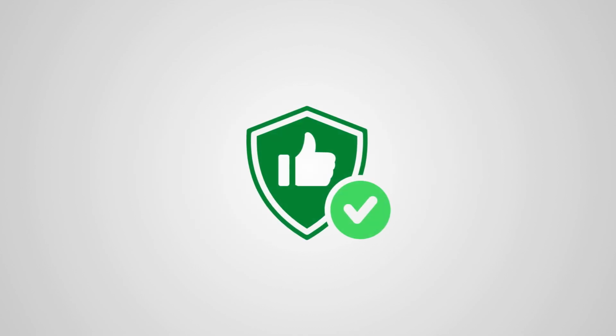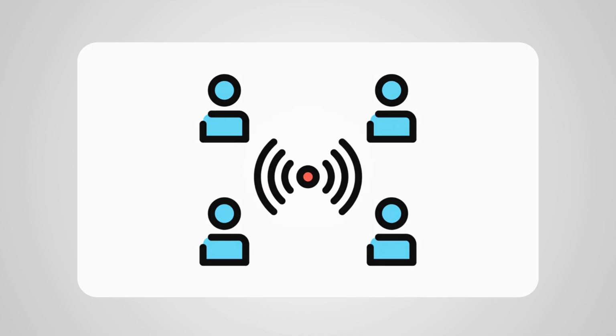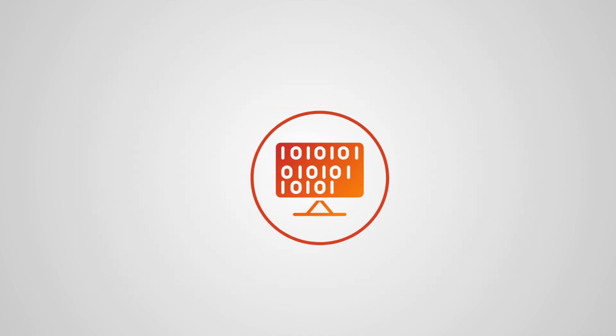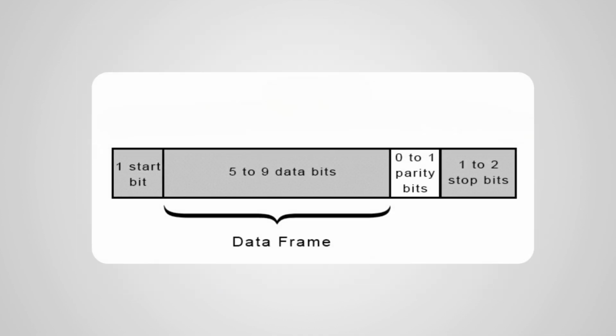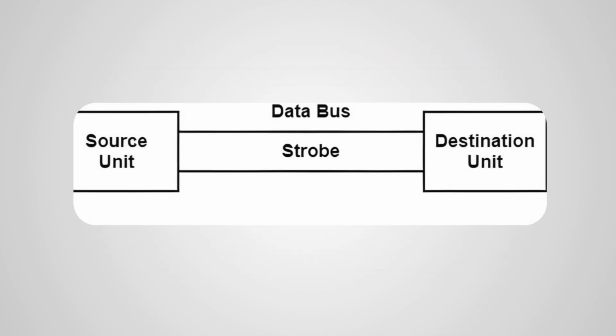Data link layer. The data link layer ensures reliable communication between devices connected to the same local network. It takes the raw bits from the physical layer and organizes them into structures called frames. Each device is identified using a MAC address, allowing data to reach the correct destination within the network.